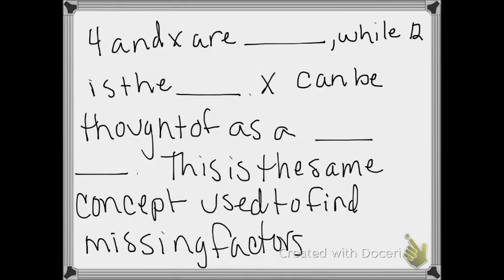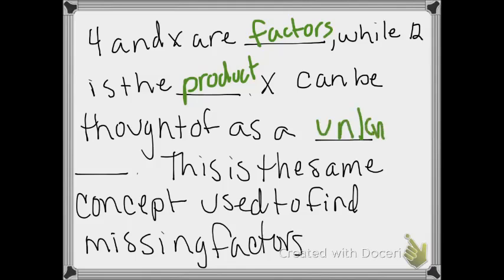4 and x are factors, while 12 is the product. X can be thought of as the unknown value. This is the same concept used to find missing factors. 4 and x are factors, while 12 is the product. X can be thought of as the unknown value. And then we know this concept as missing factors.